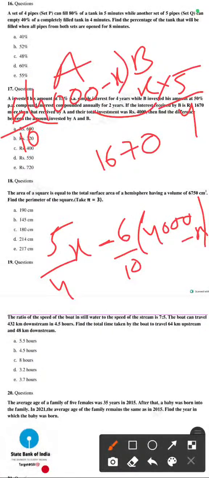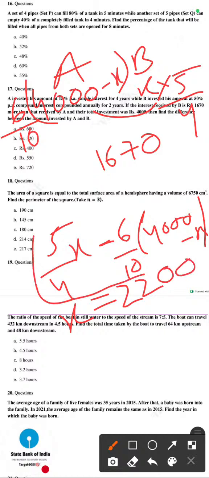The question asks us to find the investments made by A and B. We need to find 4000 minus x, which is the investment of A, and the x value, which is the investment of B. From this we can find the value of x. Here I have already solved this one. So the x value we got is 2200. This is the x value from this equation.